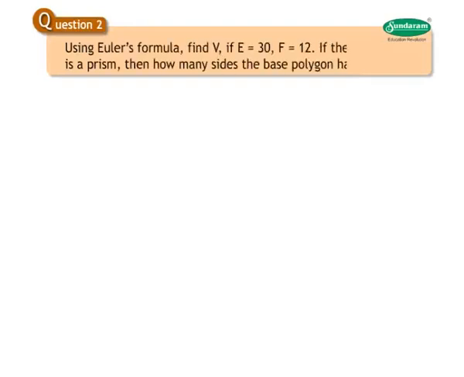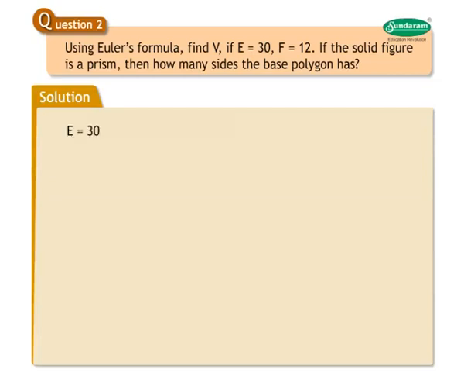Number 2. Using Euler's formula, find V if E is equal to 30, F is equal to 12. If the solid figure is a prism, then how many sides does the base polygon have? Solution. It is given that edges is equal to 30 and faces is equal to 12. Thus, to find vertices, we use Euler's formula.